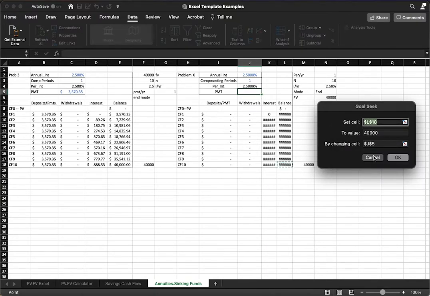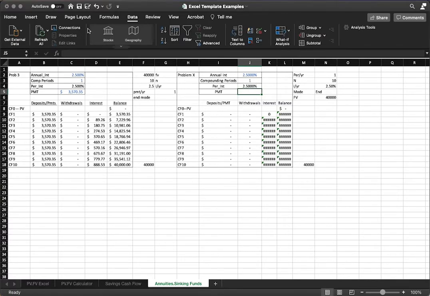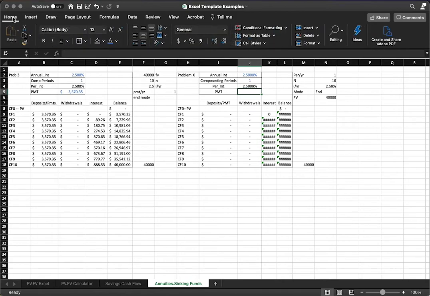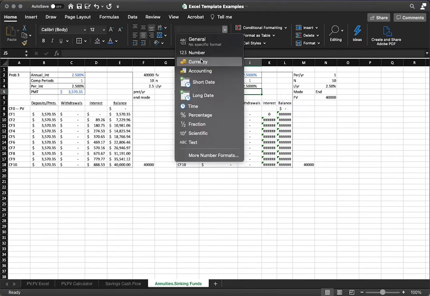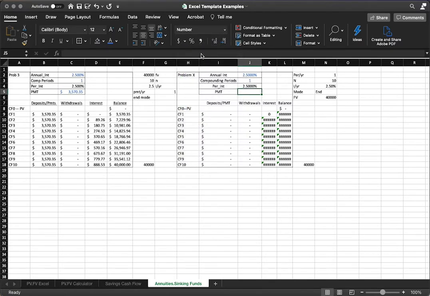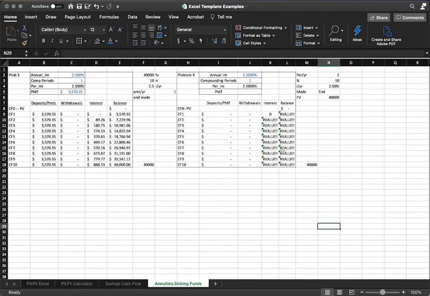Oh, and I think what happened is this isn't the right format. It's in General. We want to put that in number, or actually, let's do accounting, because it's a monetary amount. So we'll do accounting for the format, and let's come back down here. Let's actually just open these cells up just a bit.